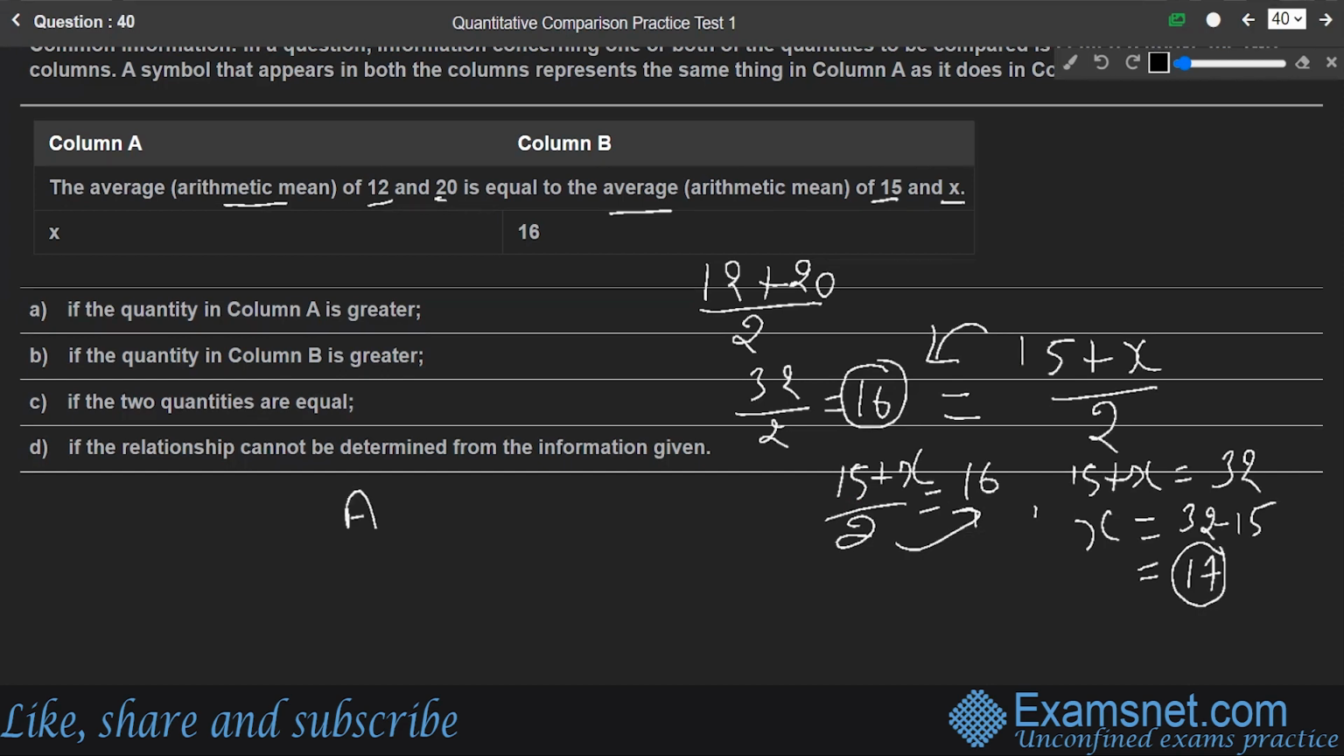Now we are supposed to compare column A and column B. Column A is getting the x, that is nothing but 17. Column B is getting 16. So which is greater? The value available in column number A is greater than 16. So that is the right answer. Option A is the right answer. Value in column A is greater.